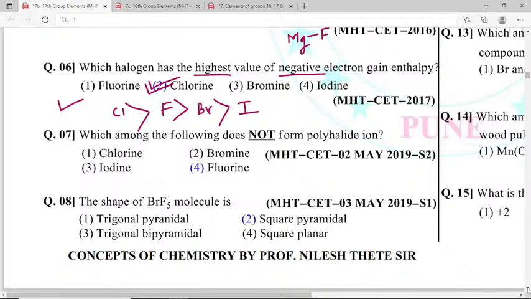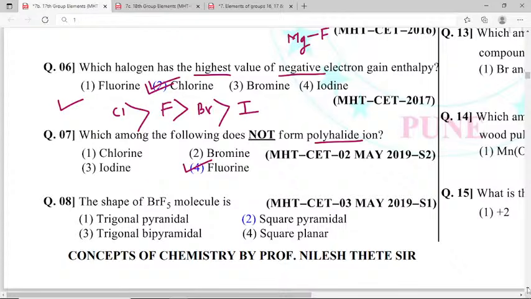Which among the following does not form polyhalides? Fluorine does not form polyhalides because of its very small size, high electronegativity, and absence of d orbitals. Okay, this is the anomalous behavior of fluorine: fluorine does not form polyhalides.